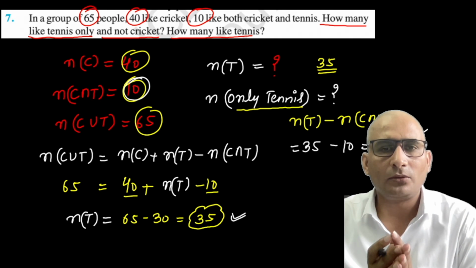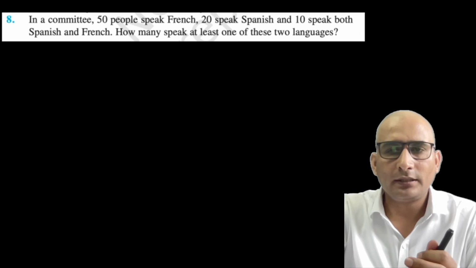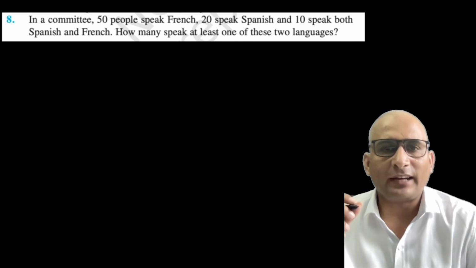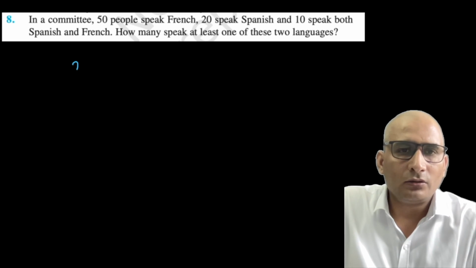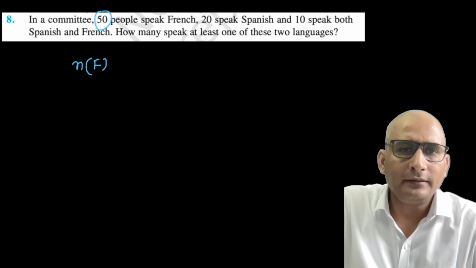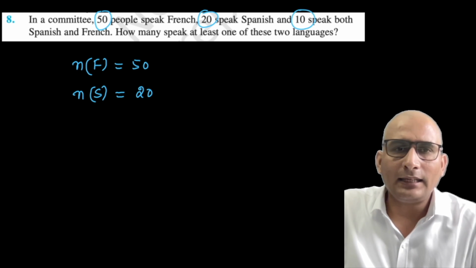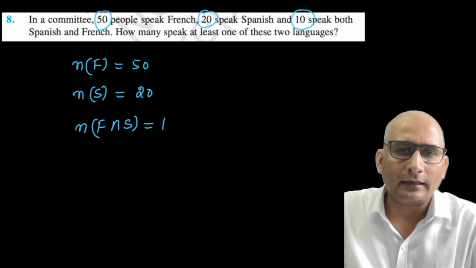I hope this question is clear to you. Now let's move to the next question. Look at this next question here. In this question, in a committee, 50 people speak French, 20 speak Spanish. Let me write the given data first. So French is given 50, meaning the number of people who speak French is 50. 20 speak Spanish, the number of people for Spanish, which I denoted like this, is 20. And 10 speak both. So both means the common element. French intersection Spanish is given here as 10, right?